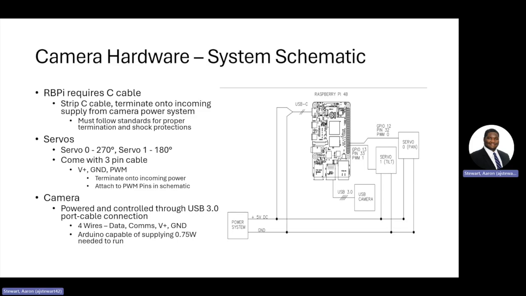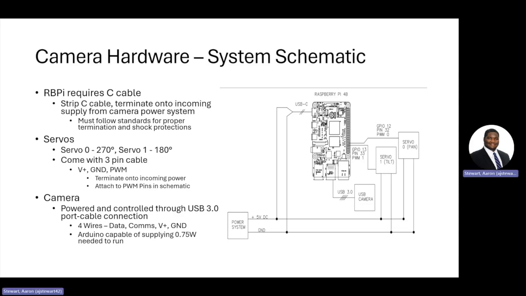For the power, we're going to terminate that into the incoming power. We are not going to go through the board, because if it pulls too much current, we will fry the board completely and we will tank the entire system. So the servos have to be grounded to the actual power source and not the Raspberry Pi.